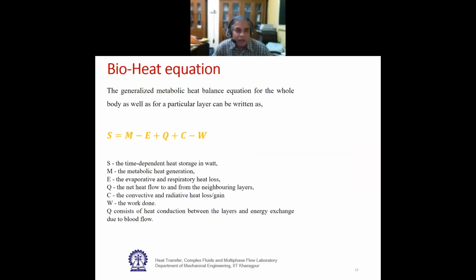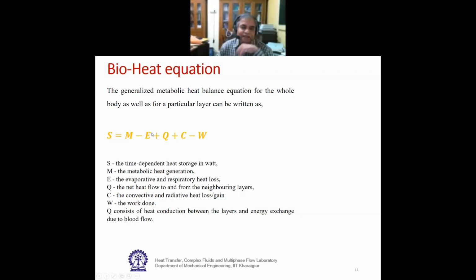Now, if we consider the human body as a thermal system, the heat balance or energy balance equation is like this. The generalized metabolic heat balance equation for the whole body, as well as a particular part of the body, can be written as follows. S is the time-dependent heat storage. M is the metabolic heat generation. E is the evaporative and respiratory heat loss, so this comes from sweating and respiration.